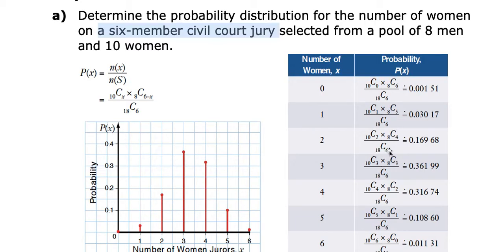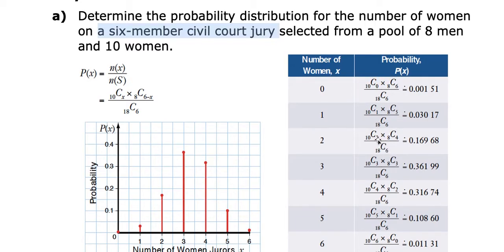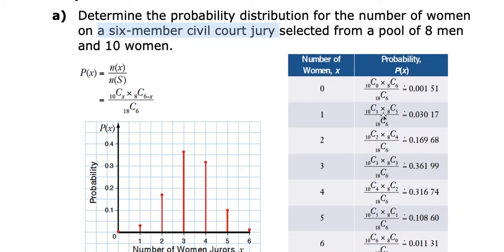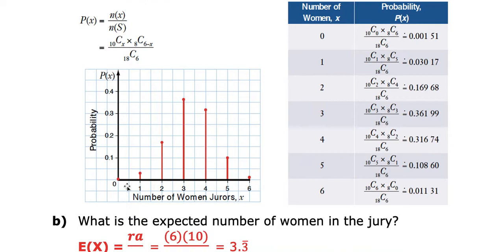Notice that in each of these examples, in the numerator, our selection size is still 6. 2 plus 4 is 6. 1 plus 5 is 6. 0 plus 6 is 6. So that's a way to verify that you have a logical calculation. That being said, this represents the distribution of the number of women jurors that we would expect to see if randomly selected.